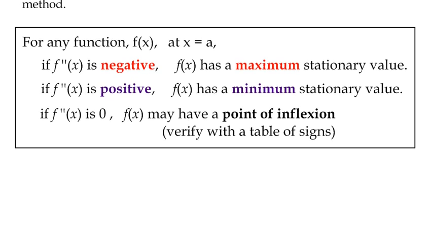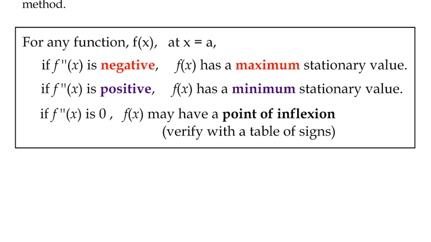For any function f of x, for any particular value, if the second derivative is negative, then f of x has a maximum stationary value. If the second derivative is positive, the function has a minimum stationary value, and if the second derivative is 0, well, that's the one we'll have to have a look at. It may have a point of inflection, but we have to check that with a table of signs.